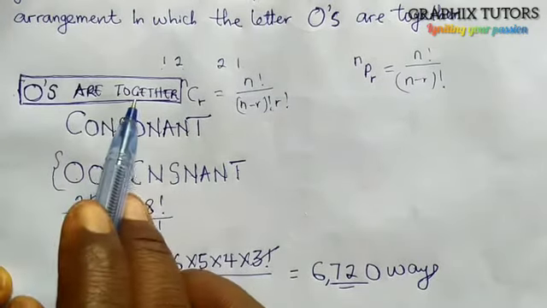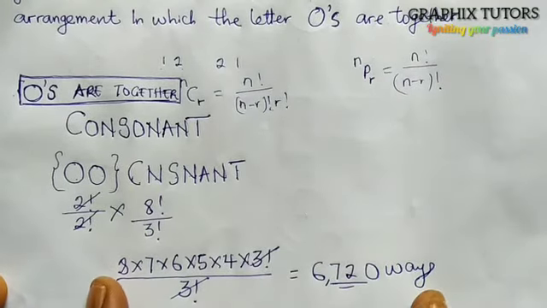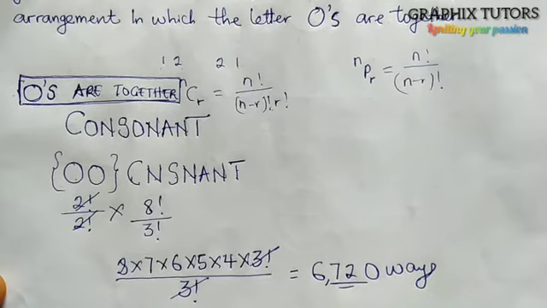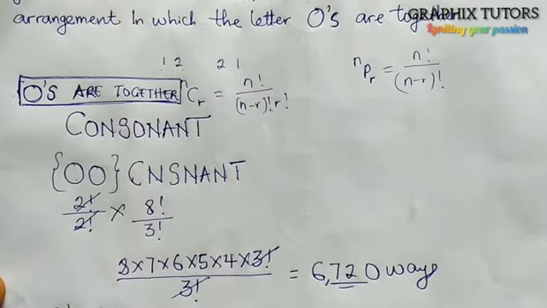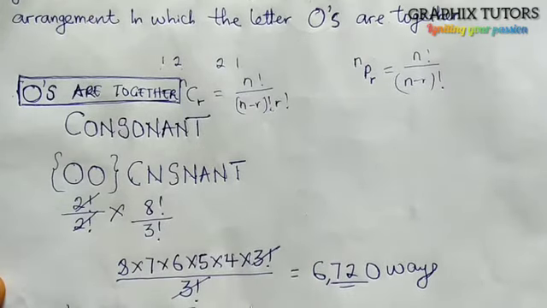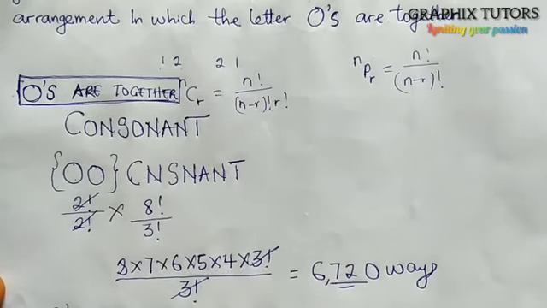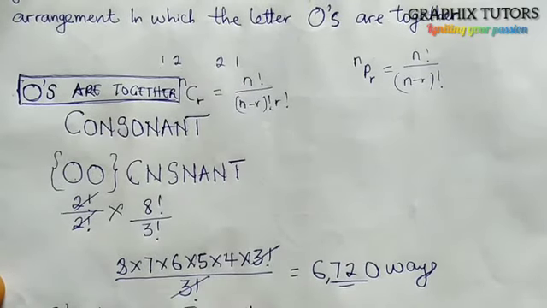And sometimes, when you are told they are not together, right? So these are O's together. Now for some questions, this is what the question is telling us to do. But sometimes they might tell you that the O's are not together. They might ask you when they are not together. So what are you going to do?